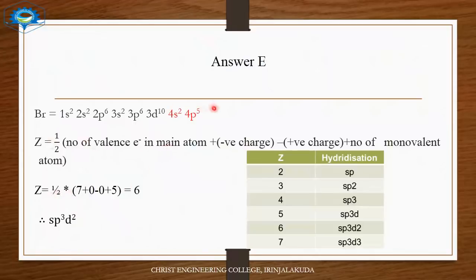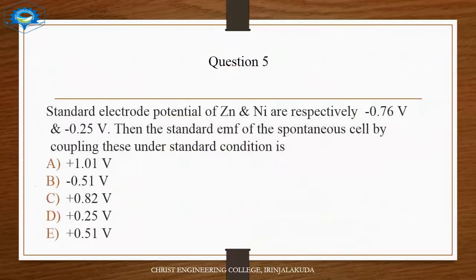Half into total number of valence electrons in the main atom, that is bromine, it is 2 plus 5, that is 7. There is no negative charge, there is no positive charge, but there are 5 fluorine atoms, that is 5 monovalent atoms. Fluorine is a monovalent atom. So half into 7 plus 5, we will get 6. So if the value of Z is equal to 6, remember this table. If the value of Z is equal to 6, then it is sp3d2. So bromine pentafluoride has the sp3d2 configuration.